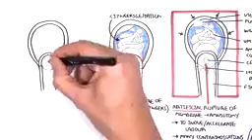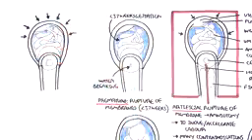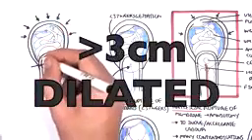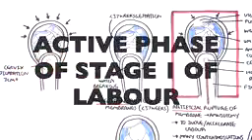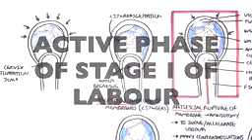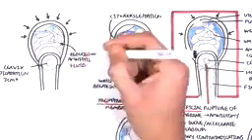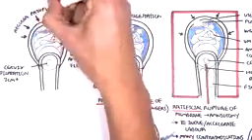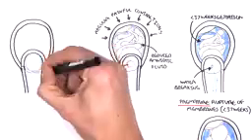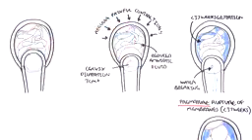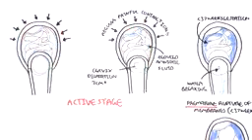So again, we talked about how stage 1 is divided into two phases, the initial phase and the active phase. Once the cervix is over 3 centimeters dilated, we are already in the active phase of the first stage of labor. And this patient has ruptured their membrane, so we have already reduced amniotic fluid here. And the uterus is still contracting regularly with painful contractions. With regular painful uterine contractions, the cervix is dilating even further until there is what's known as crowning.